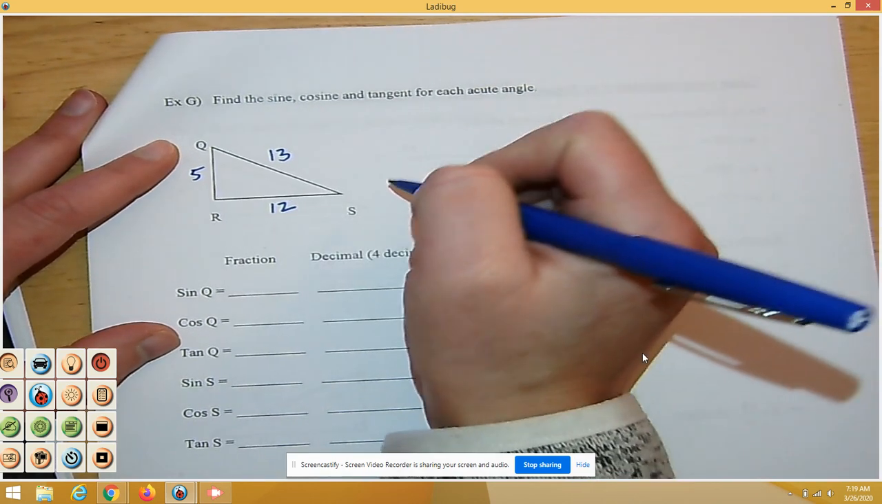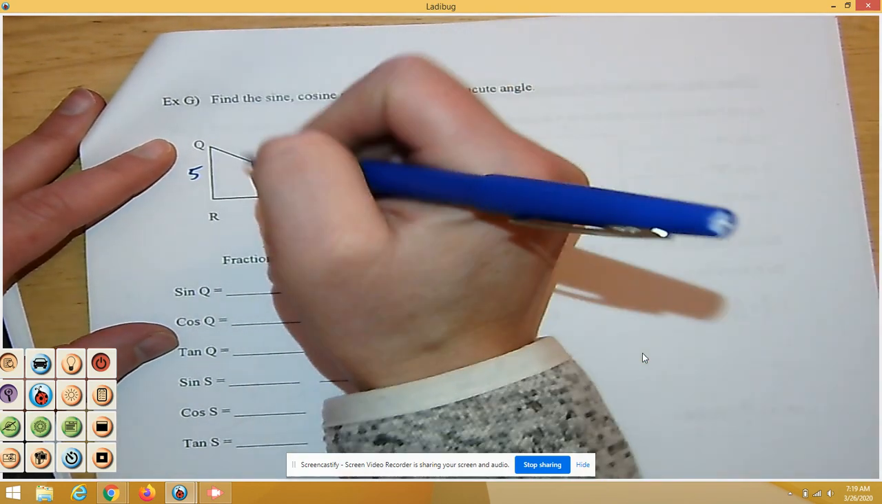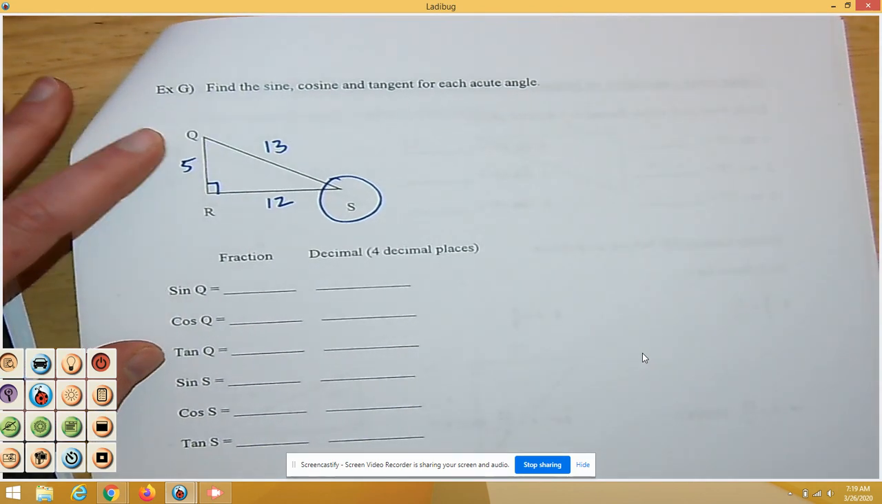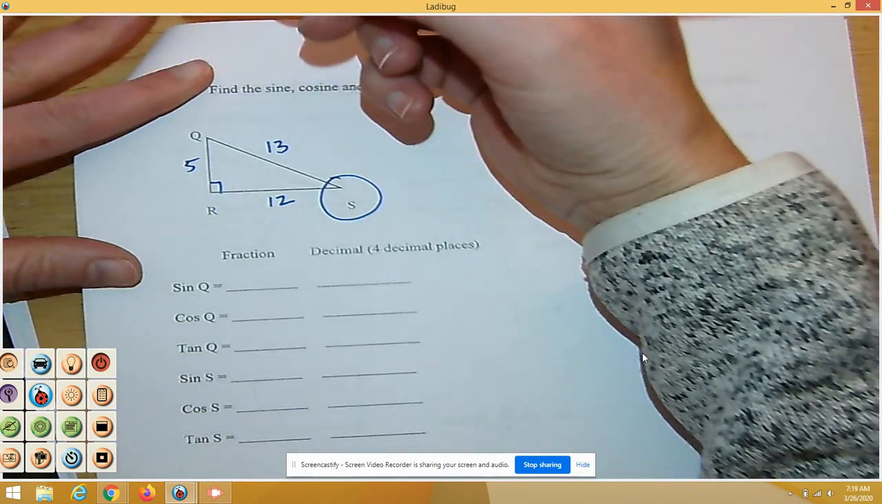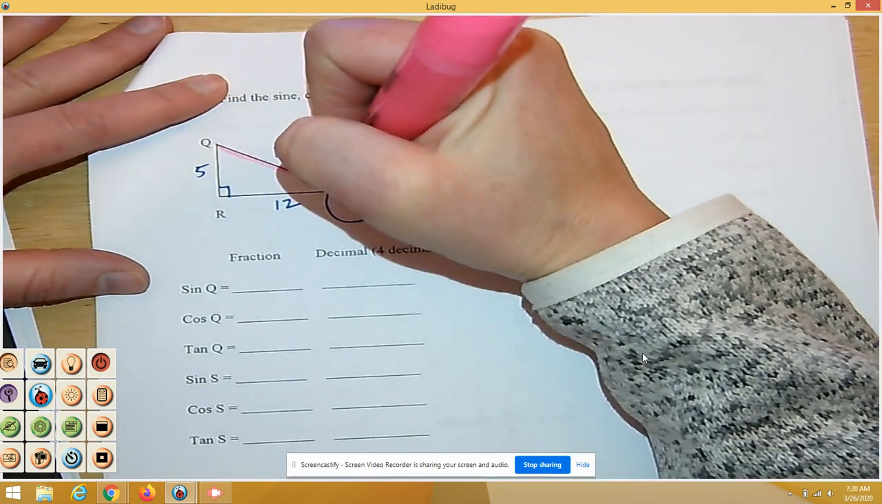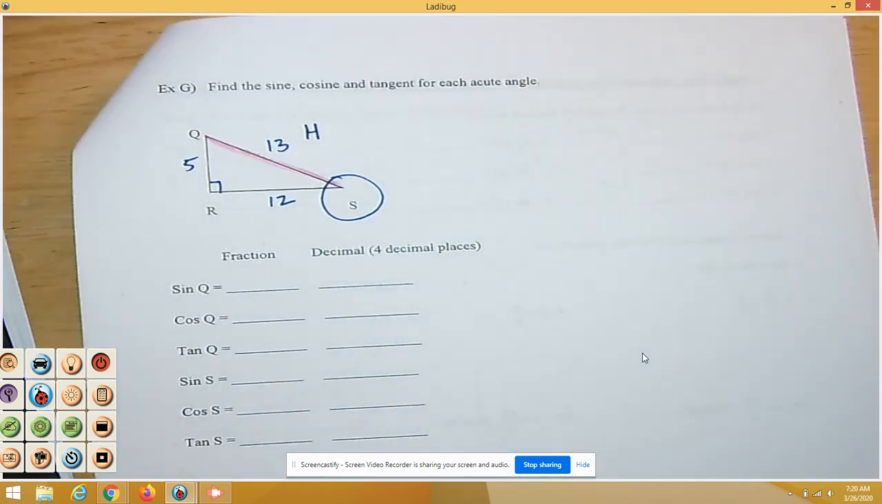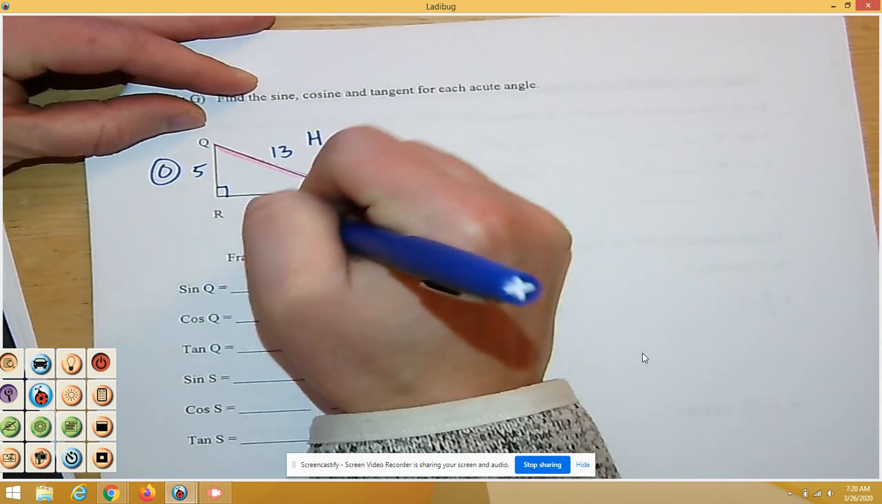So I'm going to circle S out of triangle QRS, and to be proper, I really need the right angle there. So I know it's a right triangle. Okay, so relative to angle S, we're going to highlight the hypotenuse. Okay, and I'm going to call this side H. And take a moment and decide which side is opposite angle S and which side is adjacent to S. Okay, the 5 is opposite, and the 12 is adjacent.